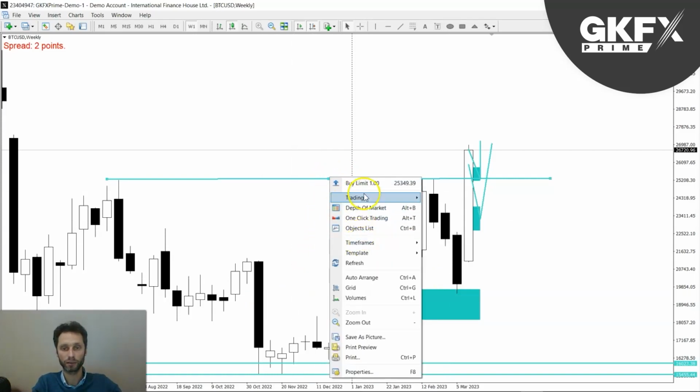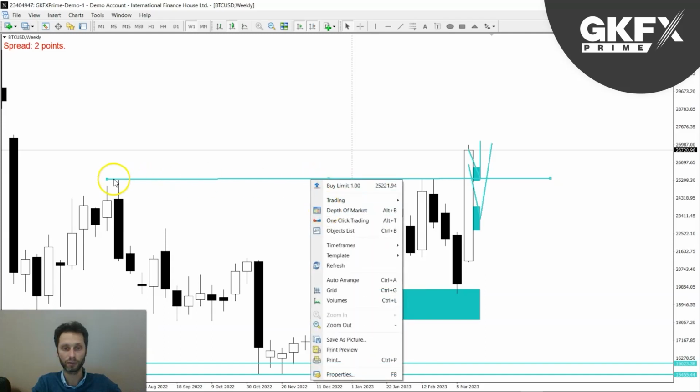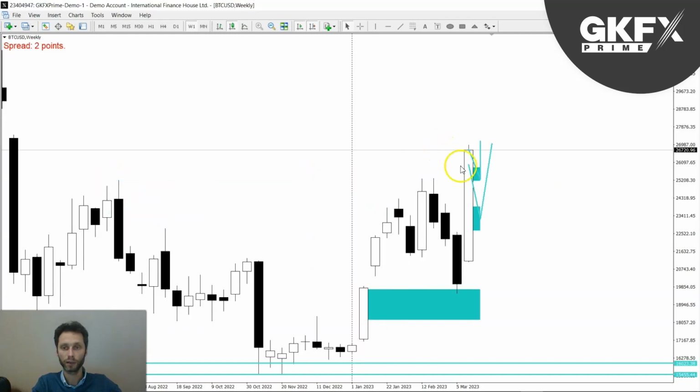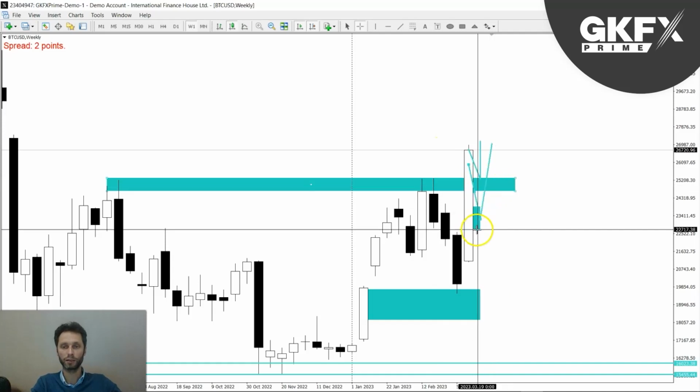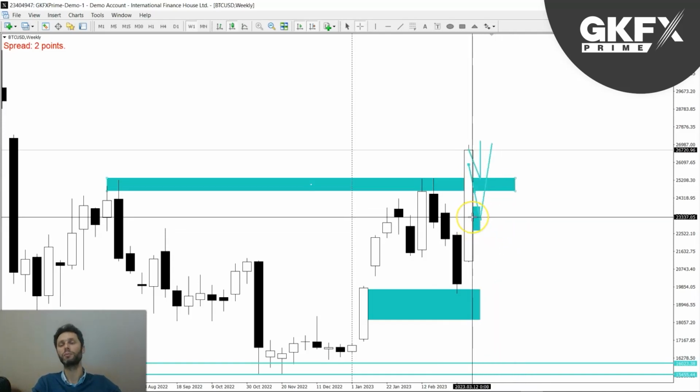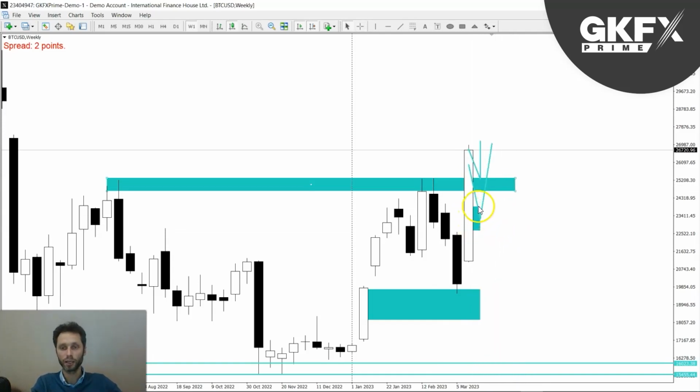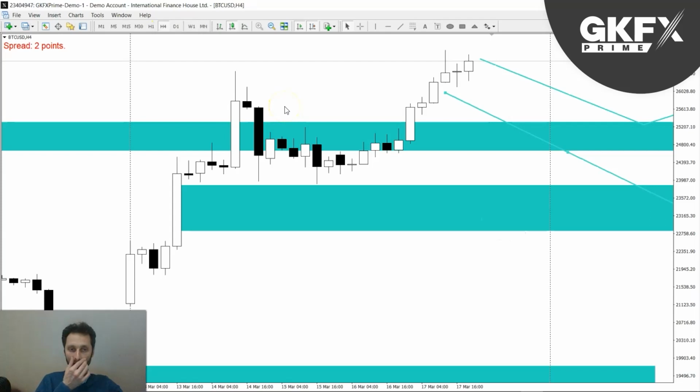If I can just remove that, and what I can do is make this level a bit more obvious, so you can see that, and then we'll see which one is more respected, this one or the one below. Obviously preferring the lower price because, well, it's a lower price, it's a better price, and we'll see where the market wants to go from there.